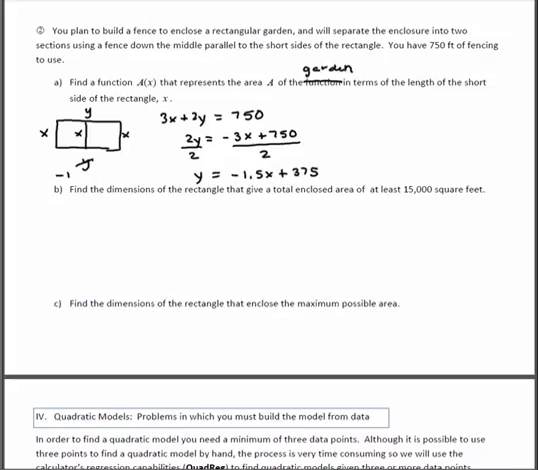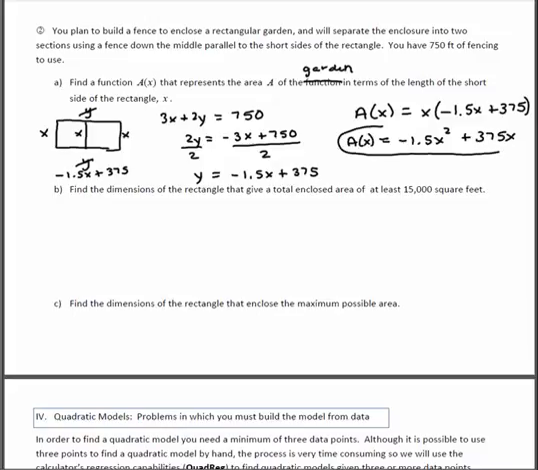So let's put that in. Let's write it down once. All right, area now, A of x, is going to be the length of the rectangle times the width. That would be x times negative 1.5x plus 375, or negative 1.5x squared plus 375x. So there's my area function for this rectangle.